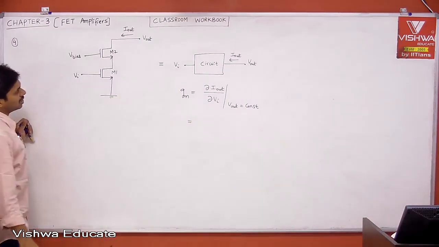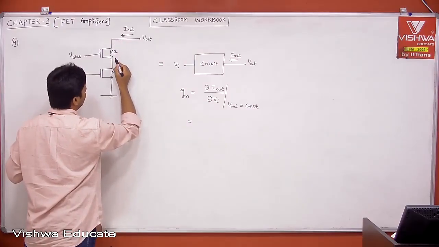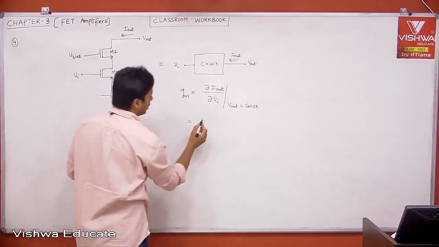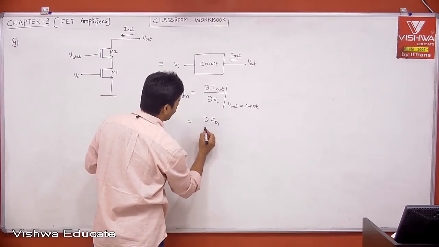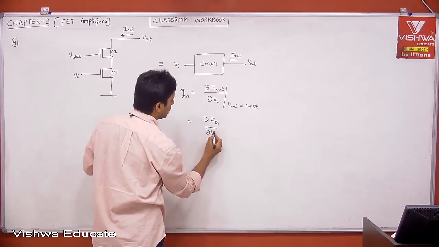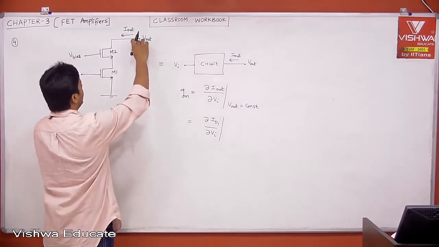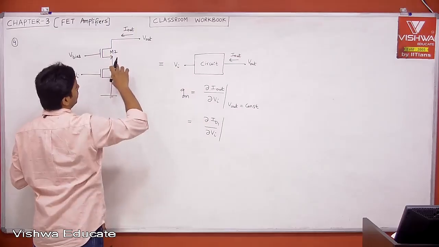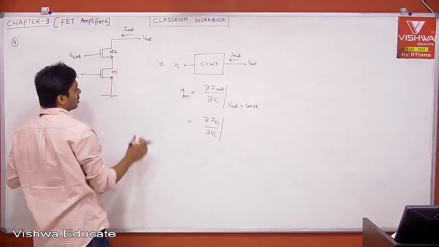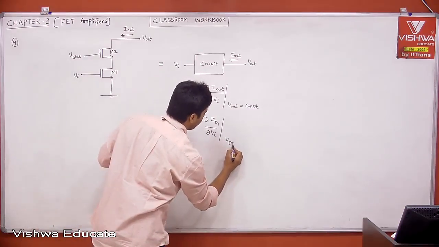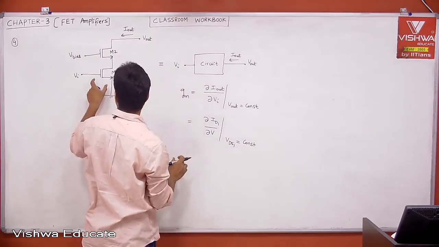I can say one thing: in series, current is constant. Whatever current is flowing through M2, the same current is flowing through M1. Therefore, this is nothing but current ID1 divided by change in input voltage, when Vout is constant. What is Vout? Vout is equal to VDS2 plus VDS1. Let us say Vout is constant, then VDS2 is constant, and VDS1 is also constant. Therefore, instead of VI, can I call this VGS1?